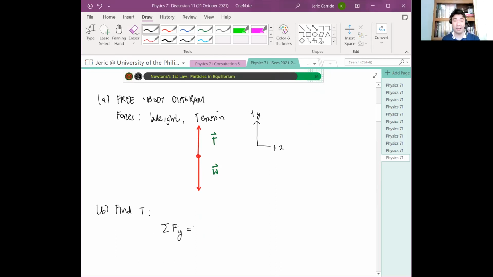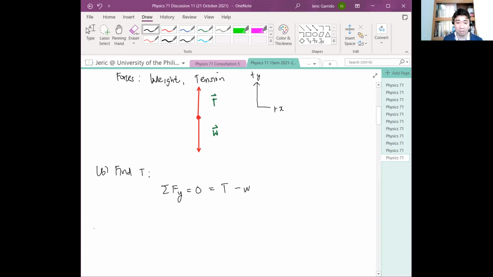So, based on the problem, it moves with constant velocity. The car moves with constant velocity. Hence, what can you say about the net sum of all forces acting on y? Dapat, 0 lang yan. Therefore, this is just equal to positive tension, T. Note here that I'm talking of the components, not the vector. So, this should be positive tension, negative weight. And therefore, obviously, the tension should equal the weight. T equals W, which is the mass of the object times acceleration due to gravity.